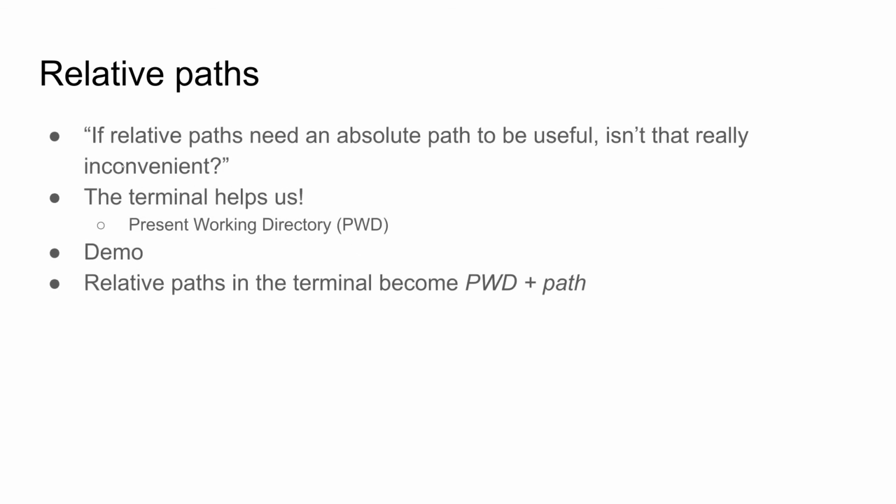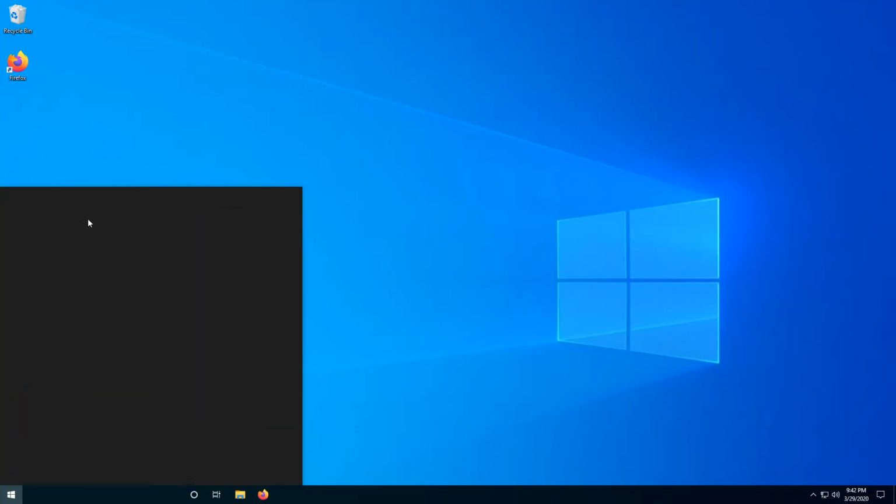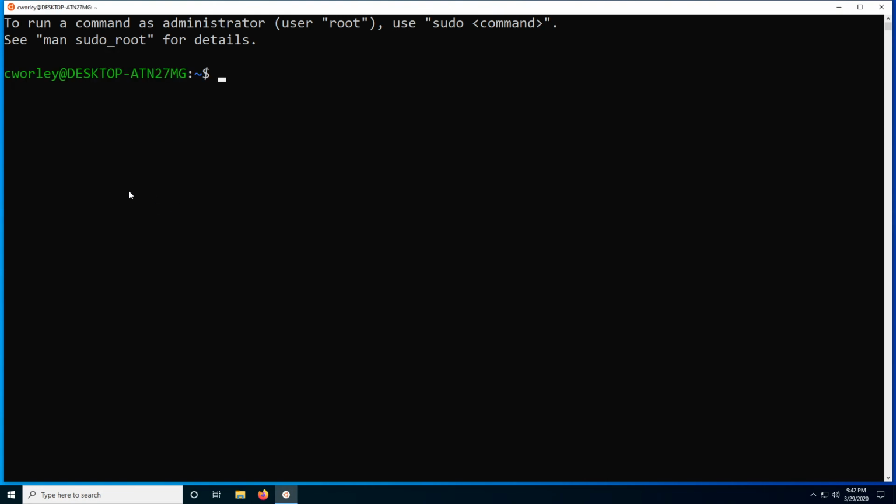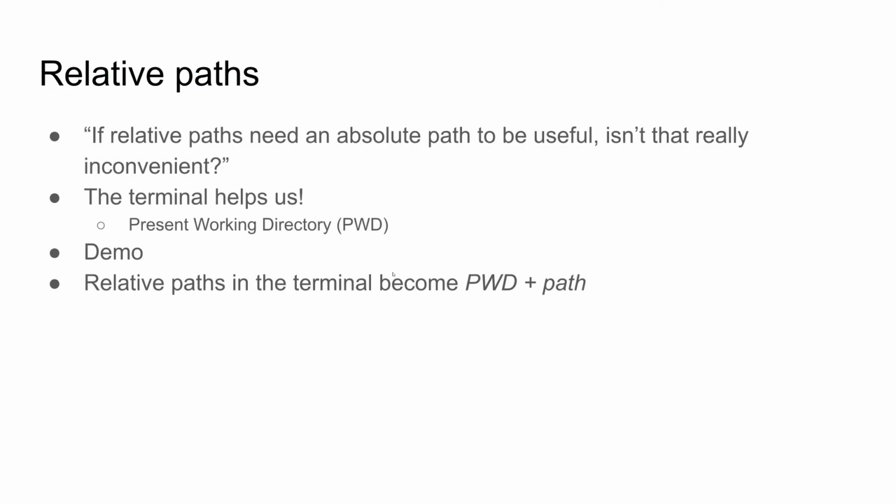So if relative paths need an absolute path to be useful, what's the point? Isn't that really inconvenient? Don't you need to manually join them with an absolute path to be useful? And the answer would be yes, but the terminal does something to help us. The terminal keeps track of something called the present working directory. So if I switch over to Windows here, and I fire up Ubuntu, there is a command I can run called pwd that will tell us the present working directory. And if I run that, it says home/cworley. And that's an absolute path because it starts with that initial slash there. And so when you give the terminal a relative path, it will put the pwd in front of it, which gives you a concept of a working directory, or a current directory, when you're in the terminal.